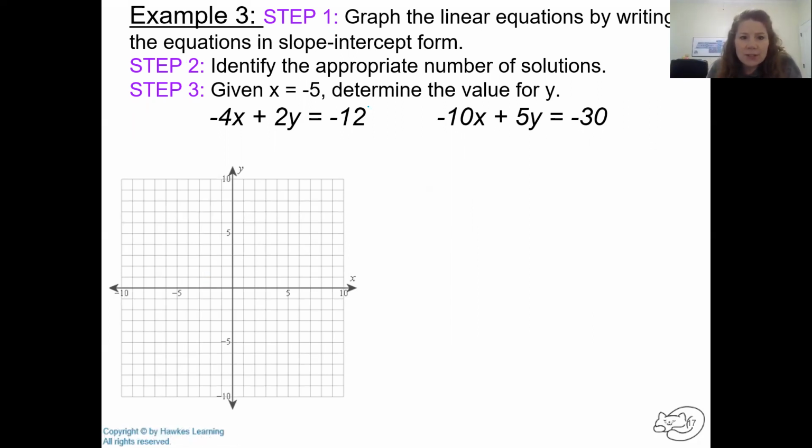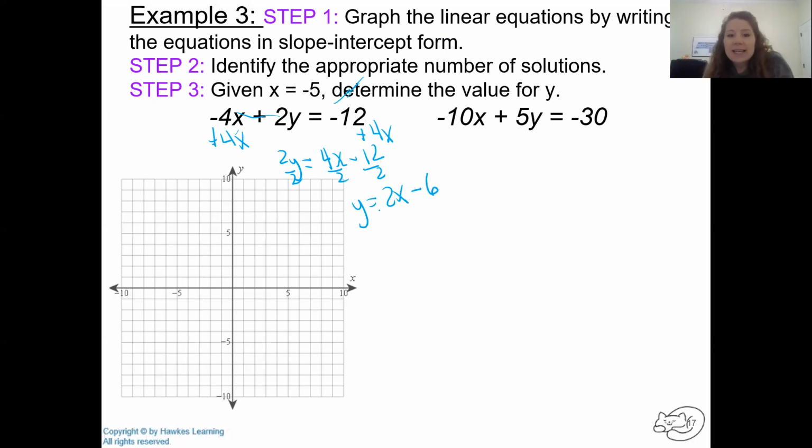All right, so the first thing we're going to do is write in slope-intercept form, which means we're going to solve for y. So we want to get rid of this -4x. We're going to add 4x to both sides. So we have 2y is equal to 4x minus 12. And then we're going to divide everything by 2. So we have y is equal to 2x minus 6.